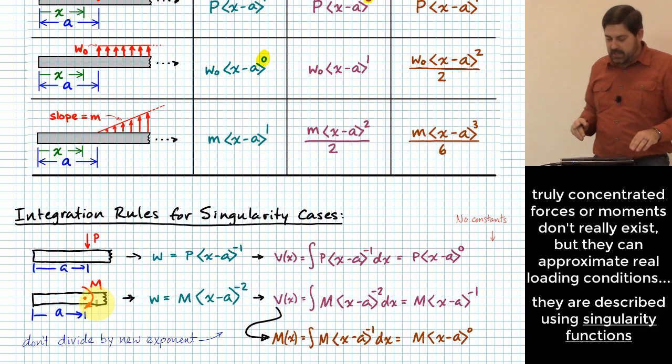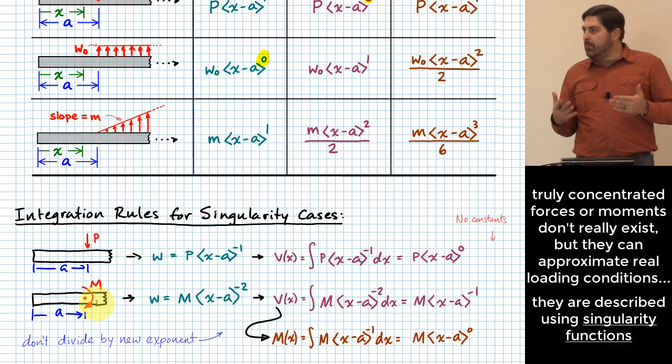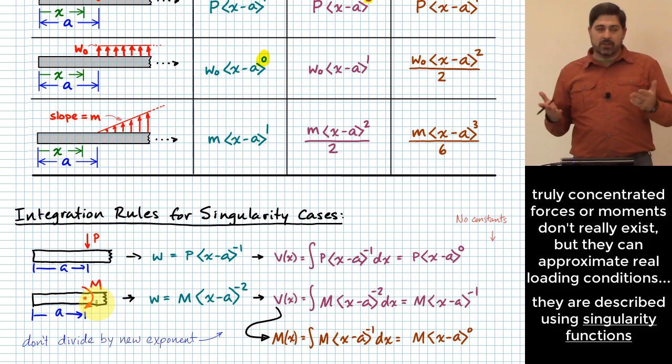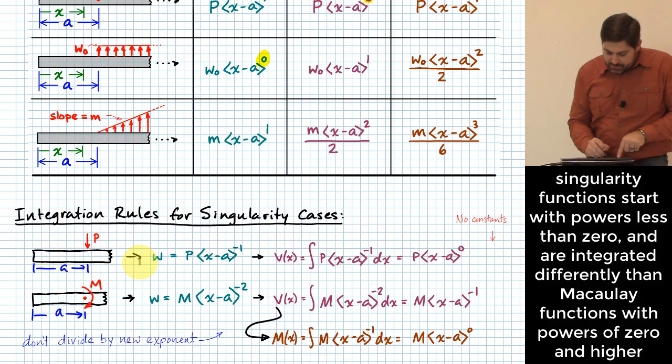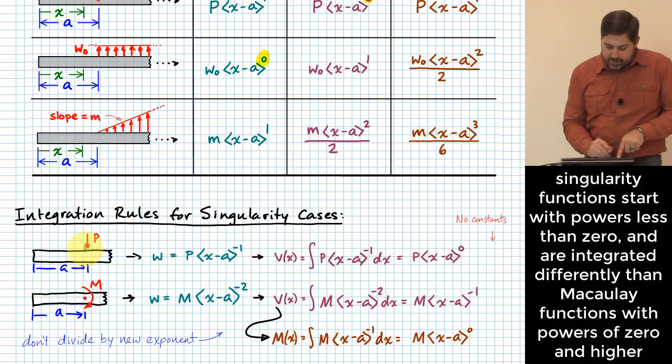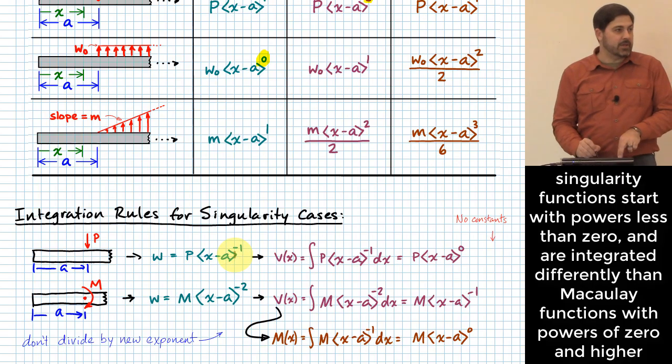I don't want to beat that to death, but at least I wanted to describe what we mean by singularities. It's essentially loading conditions that can't actually exist, but they still are useful for us to be able to model certain things as though they did exist. Does that make sense? Okay, and you'll notice here that these are the special integration rules for these kinds of loads. If you're talking about a concentrated load, that is just some kind of force, P, that you're applying right there, multiplied by the Macaulay function taken to the -1.